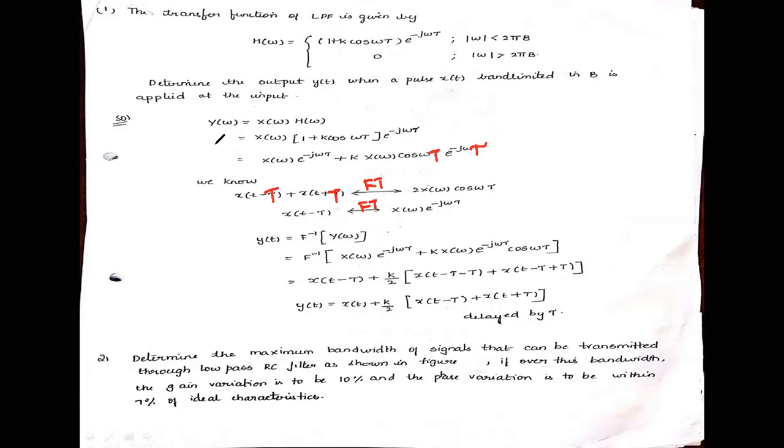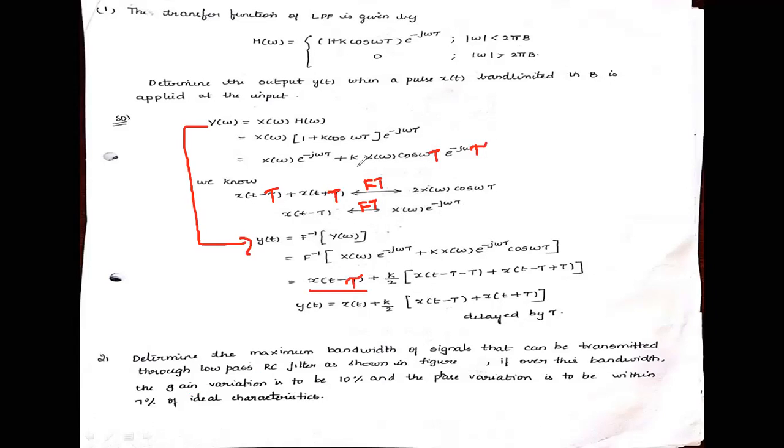Now apply the inverse Fourier transformation to this function Y of omega to get y of t. y of t is equal to F inverse of Y of omega, F inverse of X of omega e power minus j omega tau plus k into X of omega e power minus j omega tau cos omega T. This is a T. So what is the inverse Fourier transformation of the first function? X of omega e power minus j omega tau is x of t minus tau. This is a tau, my students.